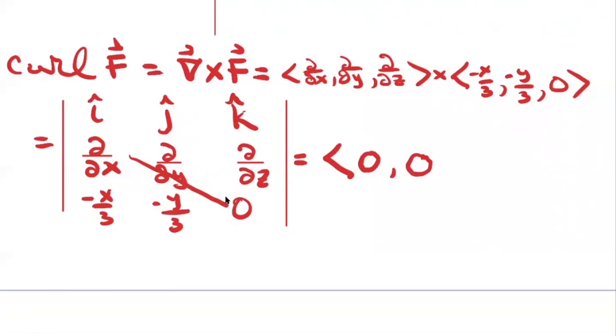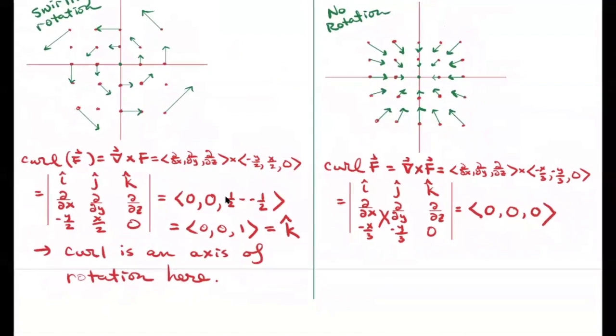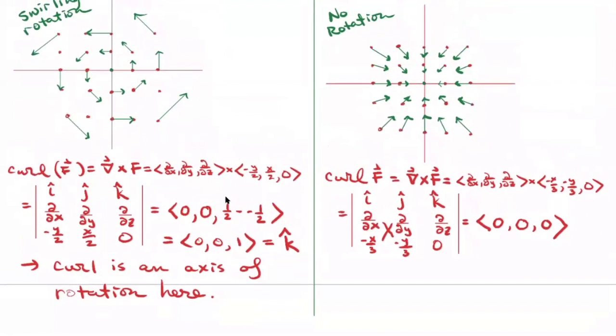Okay. Third component. The k component, we go this way. Partial of negative y over 3 with respect to x is 0. Partial of negative x over 3 with respect to y is also 0. So once again, 0 minus 0 is 0. Okay, so the curl is an axis of rotation.